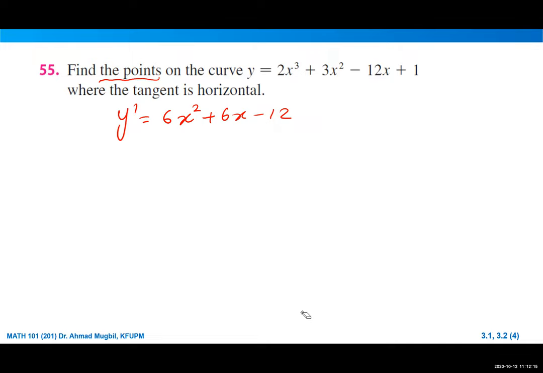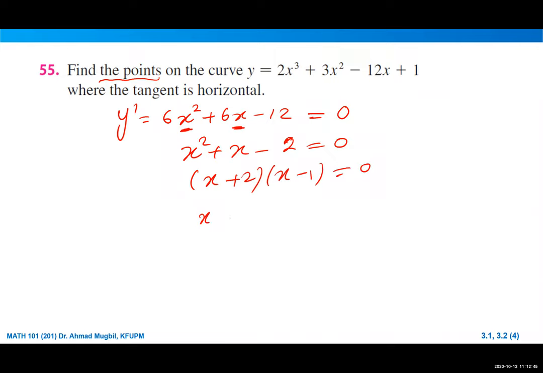Okay, now we did find the derivative. Now what we will do, we need to find the values of x at which the derivative is zero, or at which the tangent is horizontal. So we need to solve this equation. So we will put it equal to zero. Why? Because we want the tangent to be horizontal. Now to solve this equation, you need to divide both sides by 3. And it is just how to solve this quadratic equation. It is x plus 2 times x minus 1 equals 0. So it is x equals negative 2 and x equals 1.